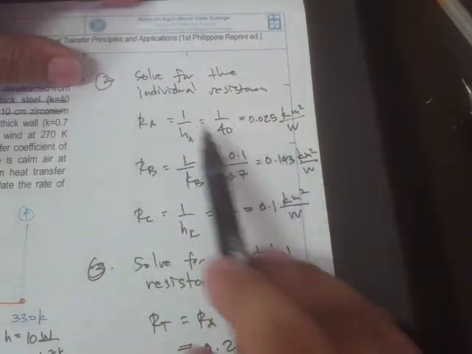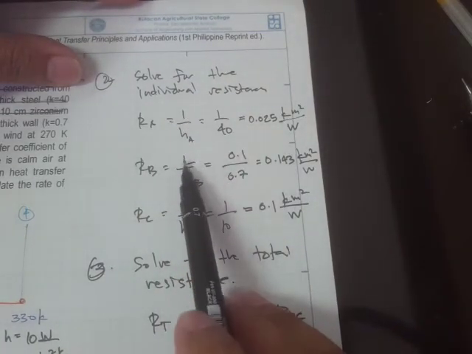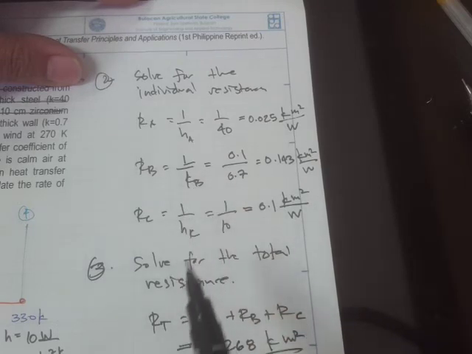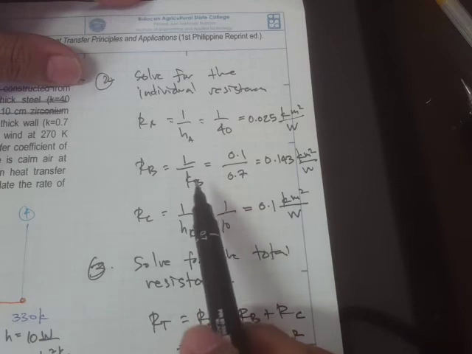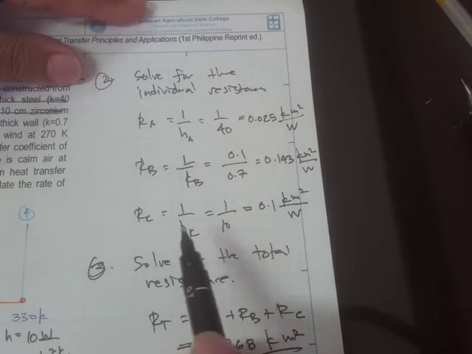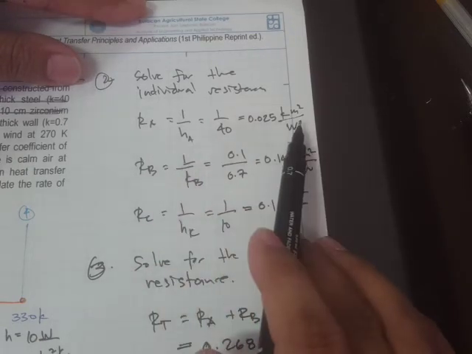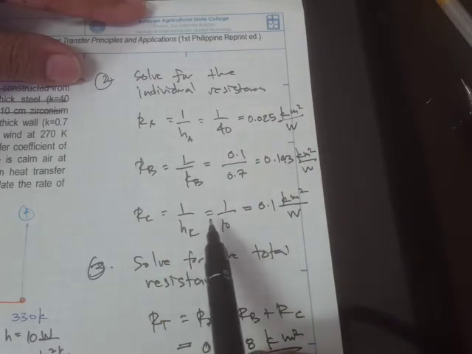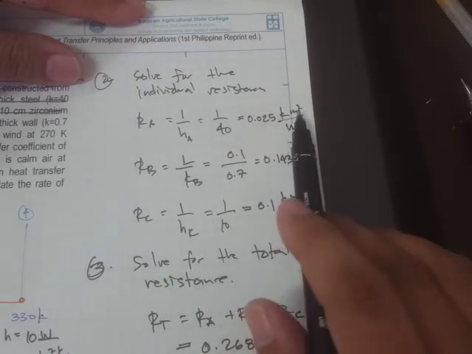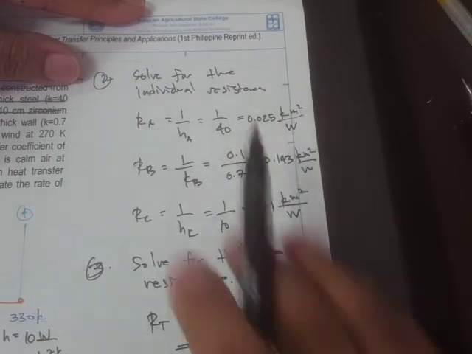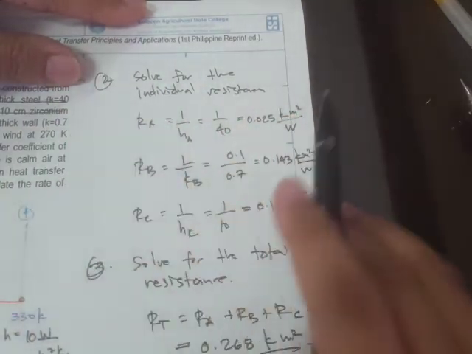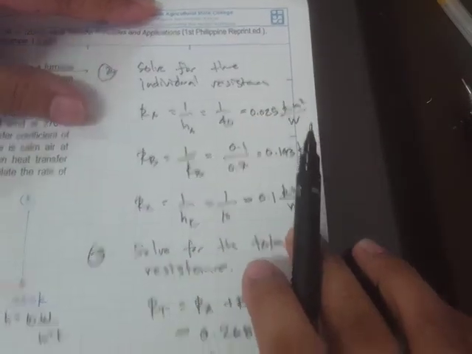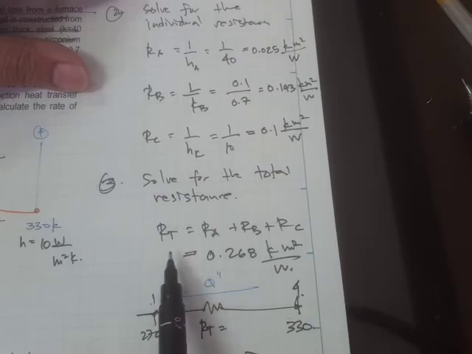And then we solve for the individual resistances. We just simply use the formulas, 1 over HA or L over K sub B, and if you recall, sometimes the area is given, sometimes it's not given. If it's not given, then we shouldn't include it here, so we will just carry the units. Once we substituted all the values, we can solve for the individual resistances, and once you have this, then you can solve for the total resistance.